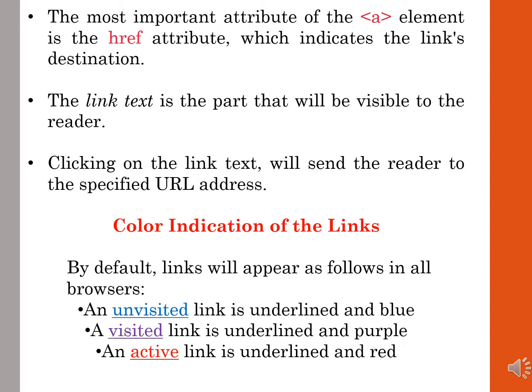Now let's see how to identify a hyperlink, and based on the color coding, what different features hyperlinks have. Color indication of the links: by default, links appear as follows in all browsers, and you can see on the slide how they look based on the color codings. An unvisited link is underlined and blue. A visited link is underlined and purple, and an active link is underlined and red.